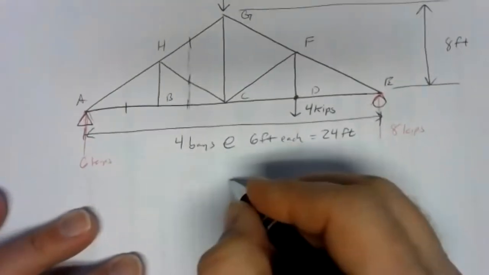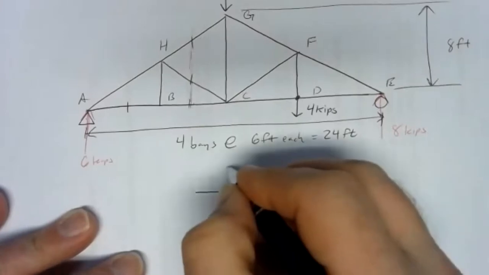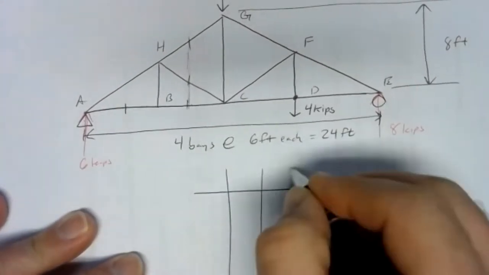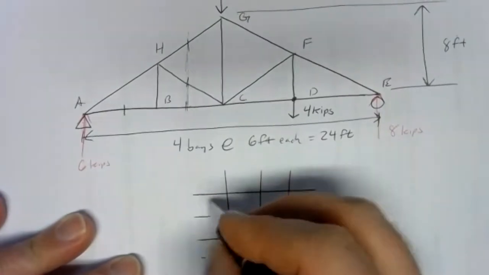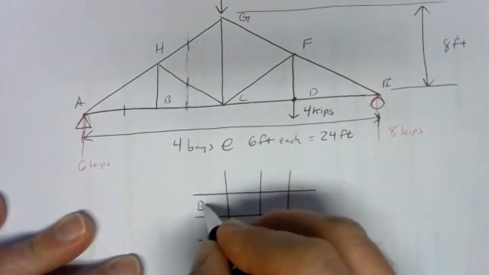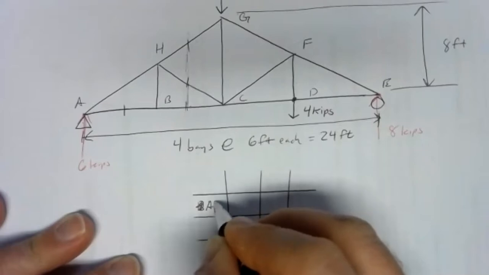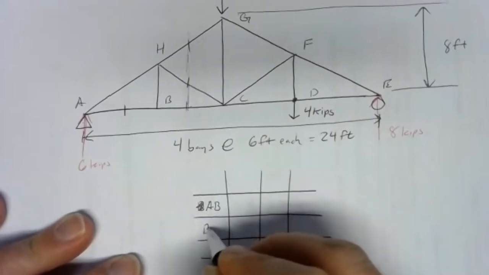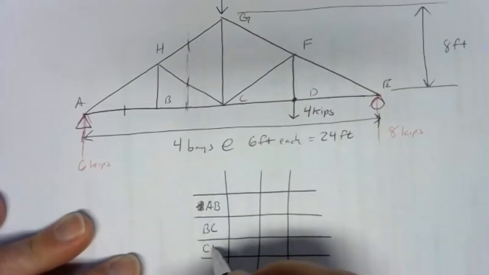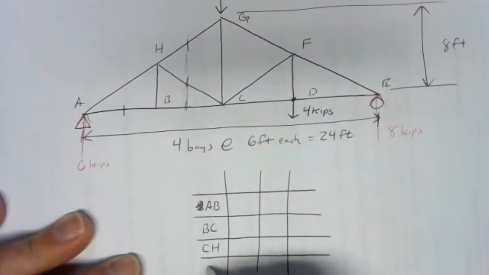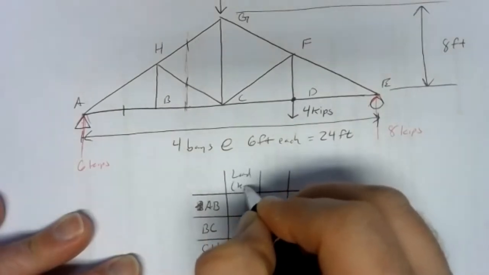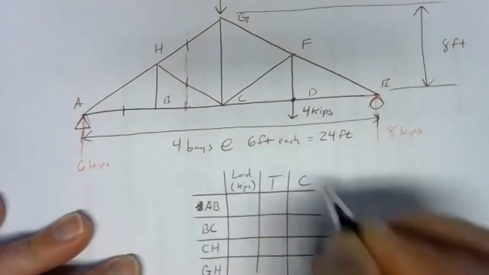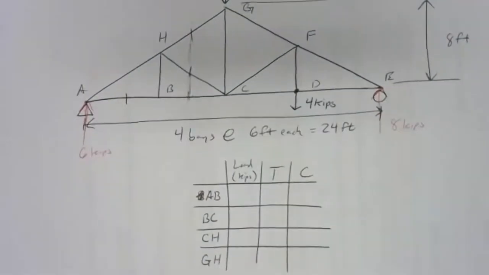So our table is going to look something like this. We've got 4 members that we're looking for, member AB, member BC, member CH, and member GH. The loads are all in kips, and we want tension or compression.